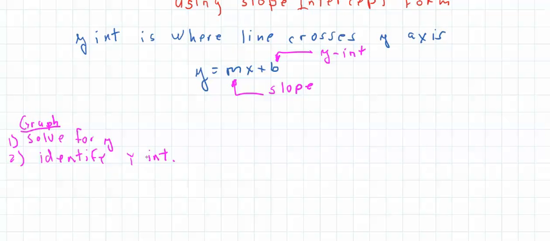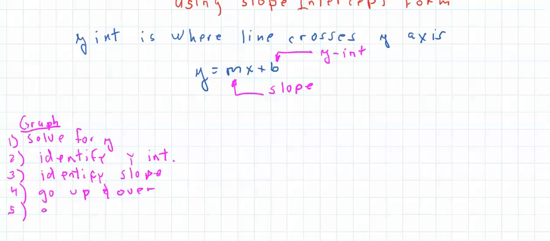I abbreviate it INT. We identify the slope. And then we go up and over, and you'll see what I mean. And then go backwards. Go down and over.